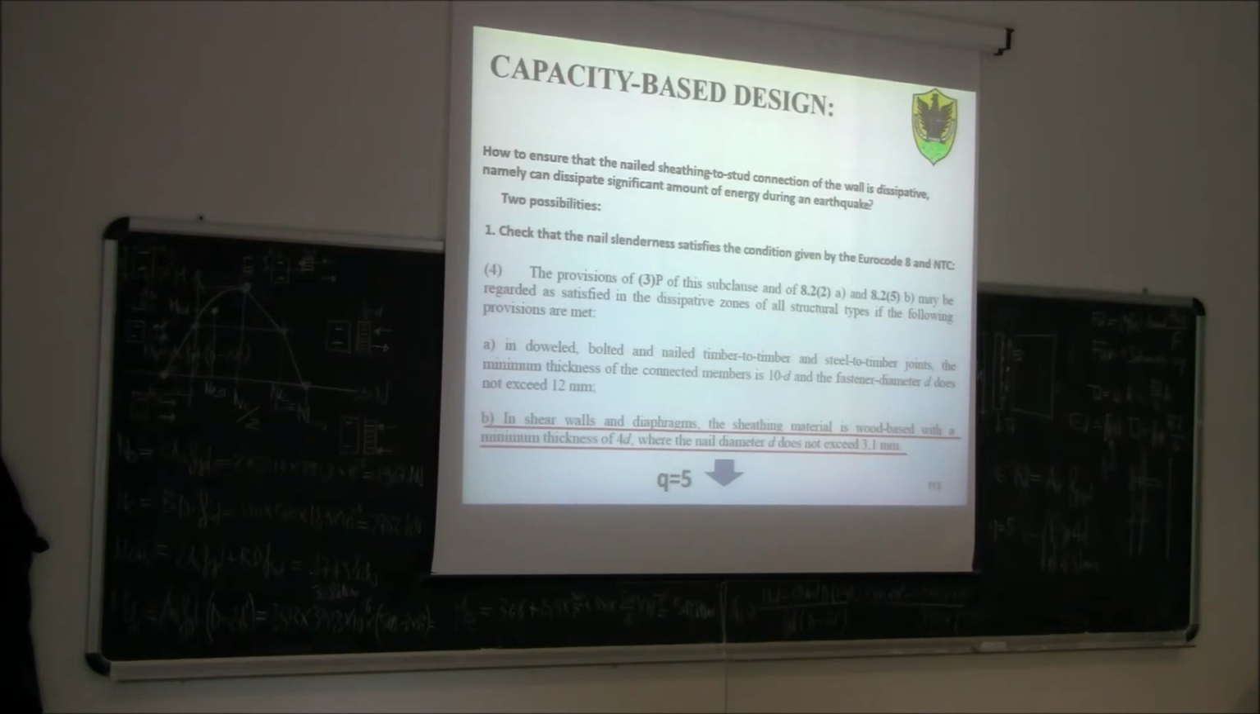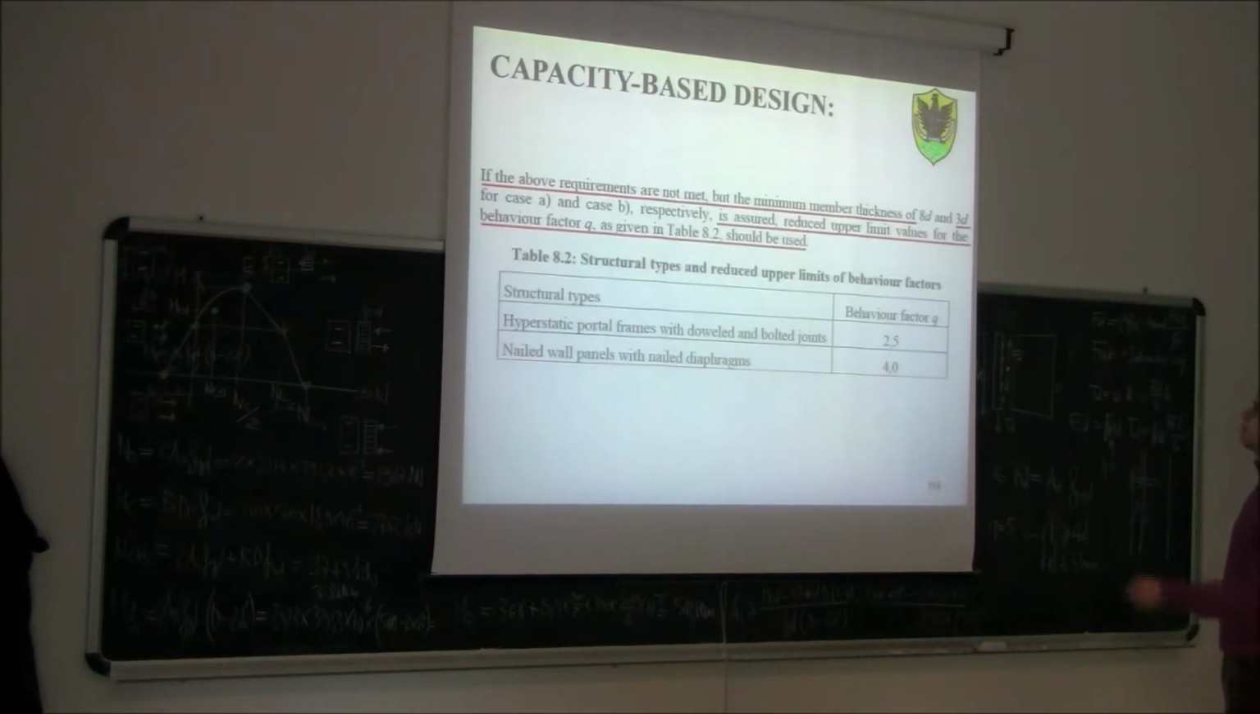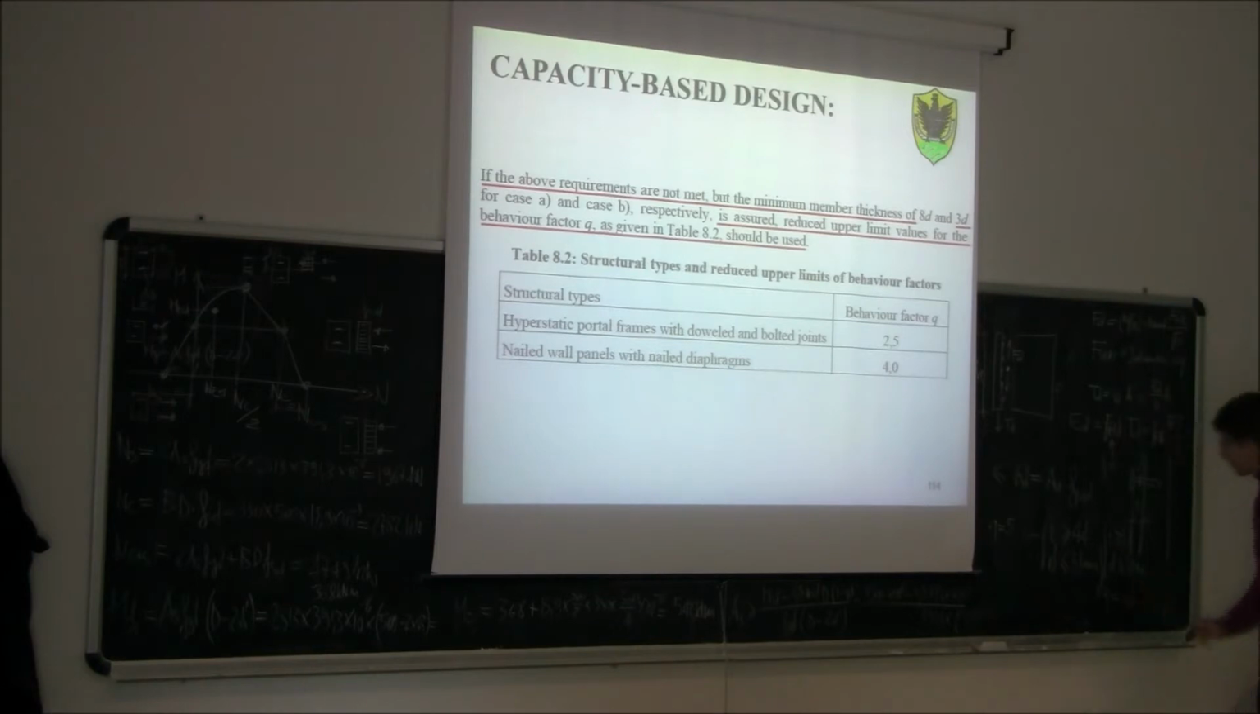If instead I have t greater than 3d and d less than 3.1 millimeter, in this case q is equal to, as you can see here, 4. Okay? I have these two options.